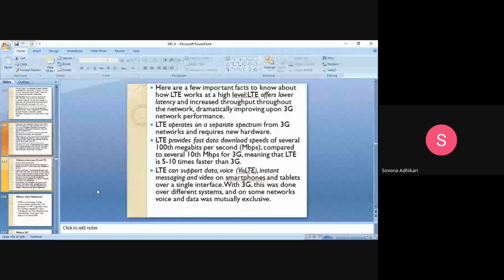LTE can support data, voice, instant messaging, and video on smartphones and tablets over a single interface. With 3G, this was done over different systems and on some networks, voice and data were mutually exclusive. That is, in some networks, data and voice are mutually exclusive. Mutually exclusive means they can be used only one at a time.